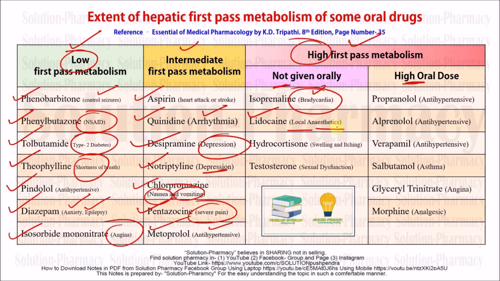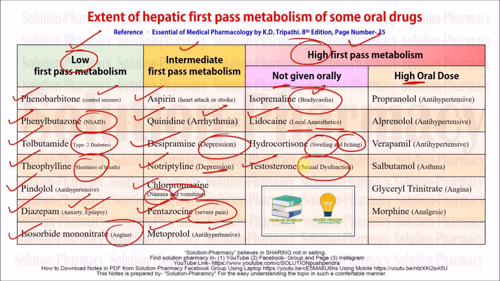The next example is hydrocortisone, which is used in the management or treatment of swelling and itching. The next category falls upon the hormones. This is testosterone. This is used for sexual dysfunction. If you want to recover the functionality of sexual performance, then this hormonal drug can be used.